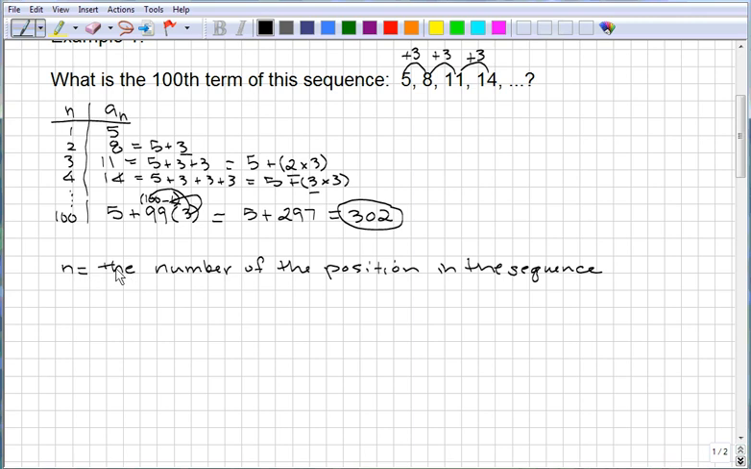n equals 2 is the second term. And I'm going to define too an, as I did up here, which is just the nth term in the sequence. And I'm also going to define something called d, which is the common difference between consecutive numbers.